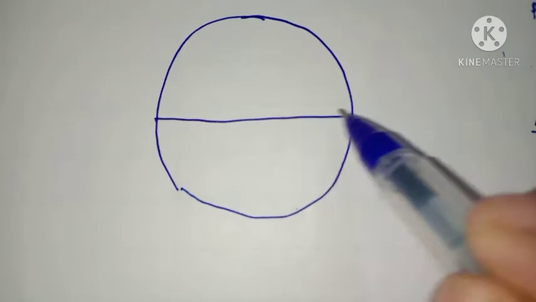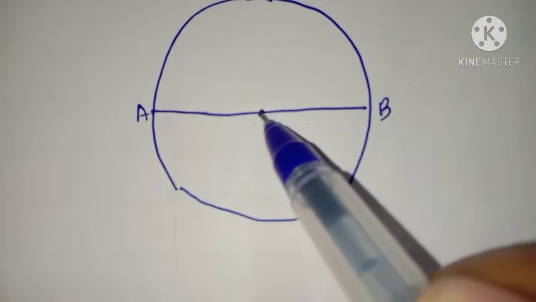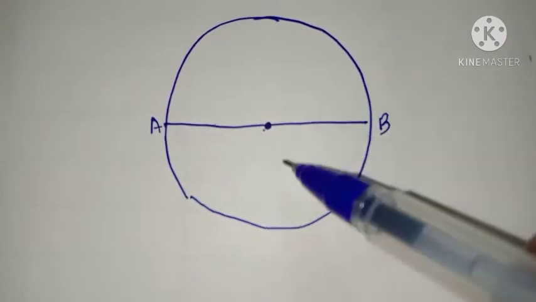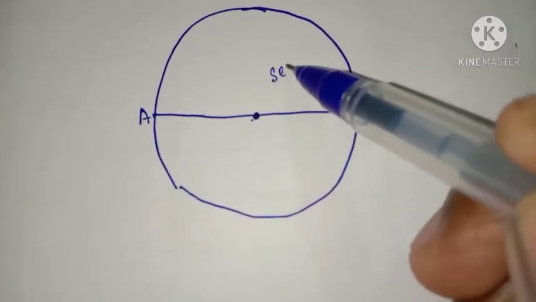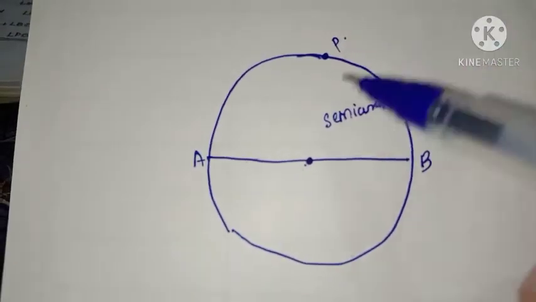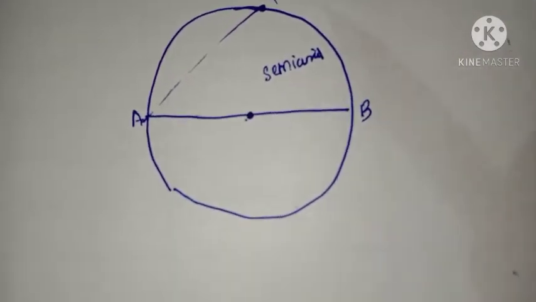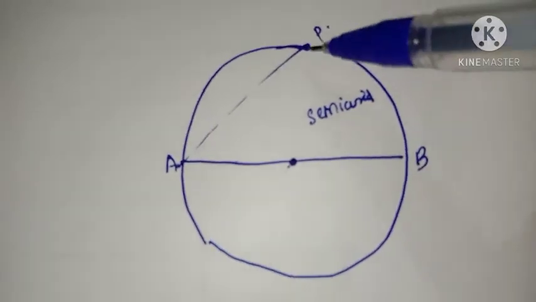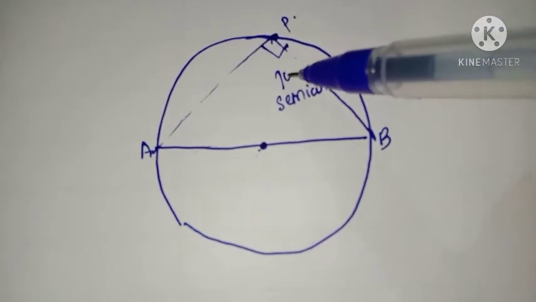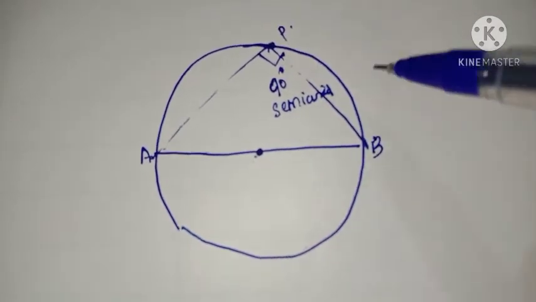Here, this is a circle and AB is a diameter. A diameter is the largest chord, passing through the center. So this diameter divides the circle into two halves, namely semicircles, isn't it? If we take a point P in the semicircle, listen, the angle APB is an angle in a semicircle, and therefore this angle is equal to 90 degrees. This is a result: angle in a semicircle is 90 degrees.